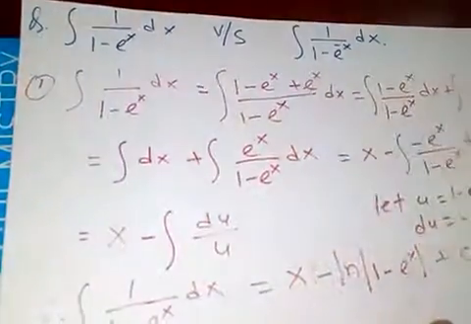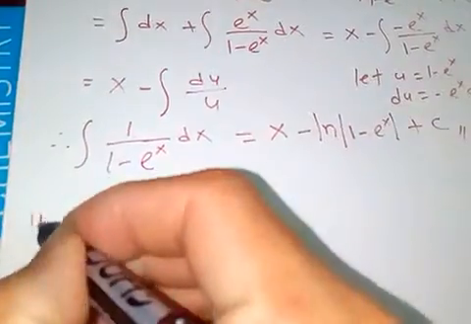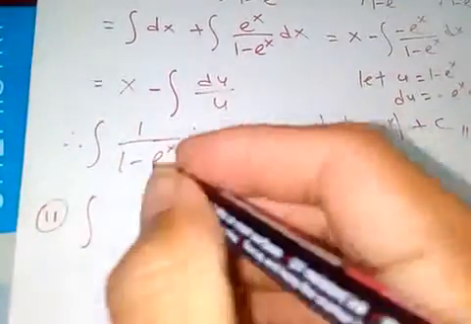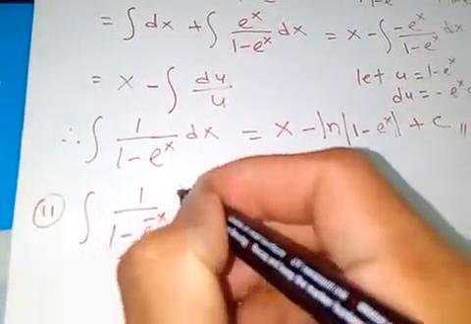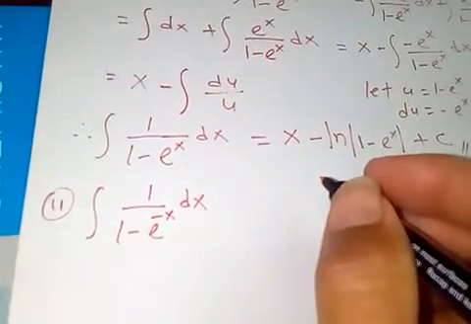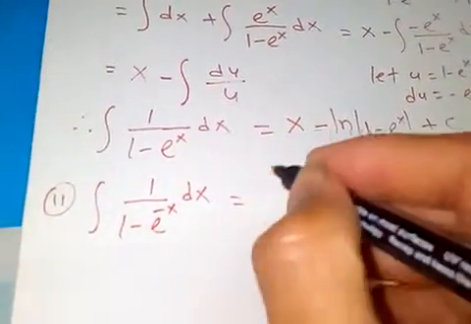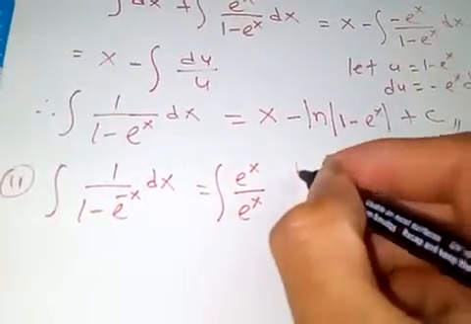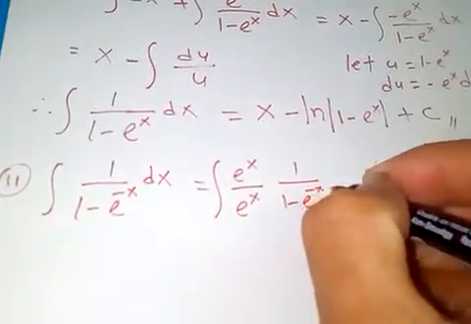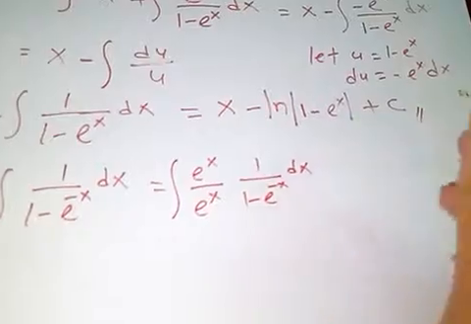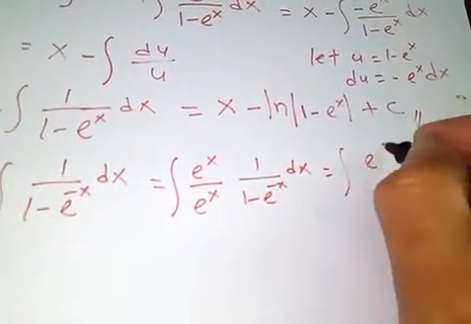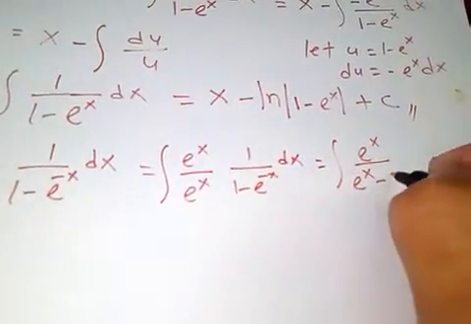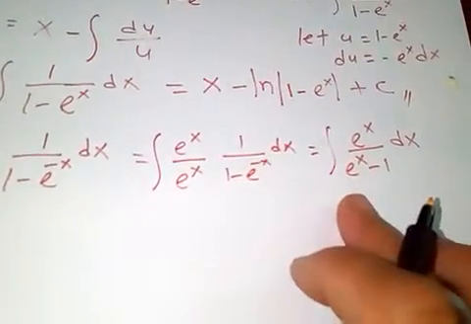Now for our second one, the integral of 1 over 1 minus e to the negative x dx. In this one, multiply both numerator and denominator by e to the x. So 1 over 1 minus e to the minus x dx becomes e to the x over e to the x minus e to the x times e to the negative x, which is just 1, dx. This is simple.